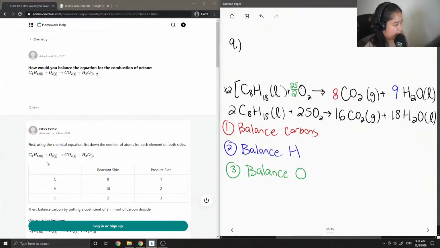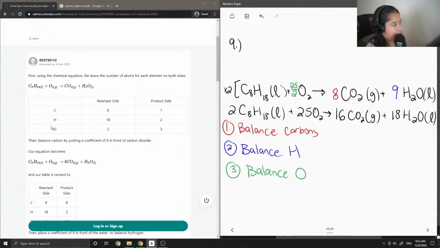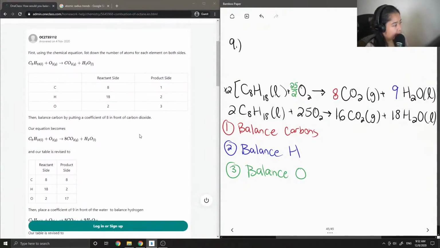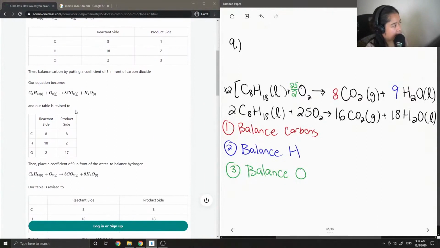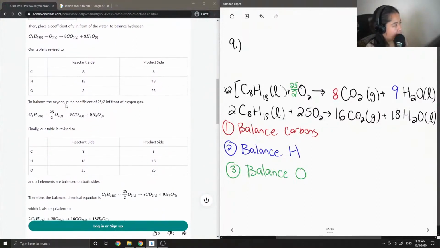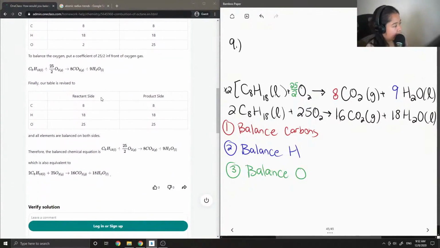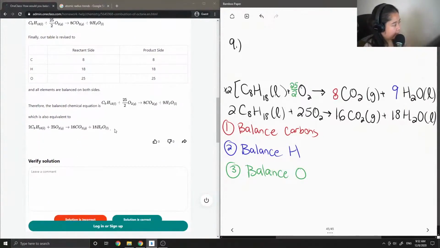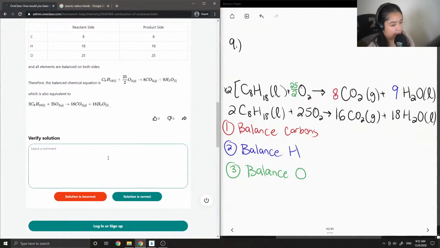Okay, so the junior tutor said, first, list down the number of atoms for each element on both sides. So this is a longer way of doing it. Then balance the carbon, yep. Balance the hydrogens by placing a 9. And then to balance the oxygen, put a coefficient of 25 over 2. And then they also showed it if you were to get rid of the fraction. And they got the same answer as me. Okay, so the solution is correct.